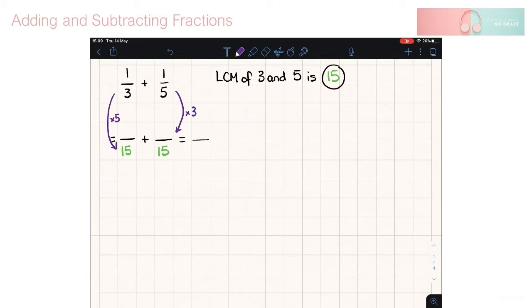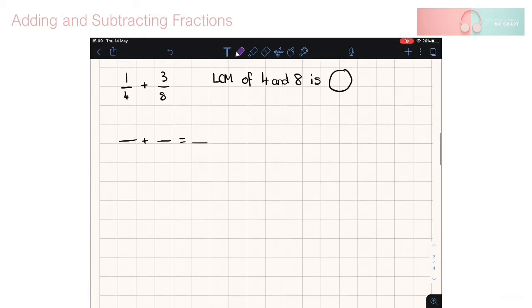And then we repeat that with the numerators. So we then do 1 multiplied by 5, which is 5, and 1 multiplied by 3, which is 3. Okay, and then we can do exactly as we did before, because now the denominators are the same. So 5 plus 3 means my final answer is 8/15.